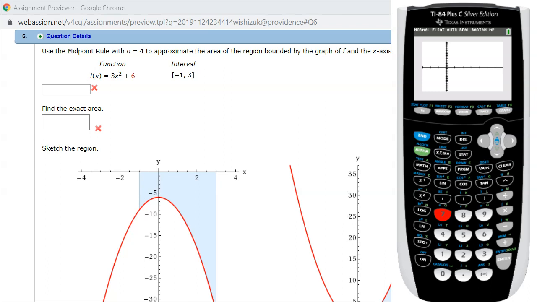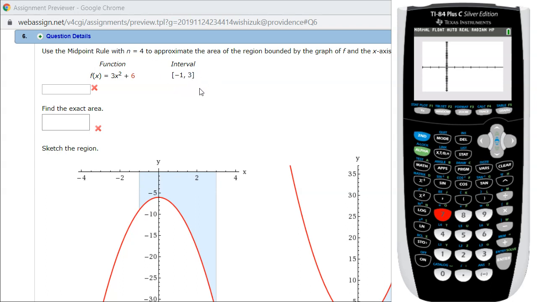All right, let's look at the homework 5.6, problem number 6. We want to use the midpoint rule with n equals 4 to approximate the area under f of x going from x equals -1 to x equals 3. So let's do that.